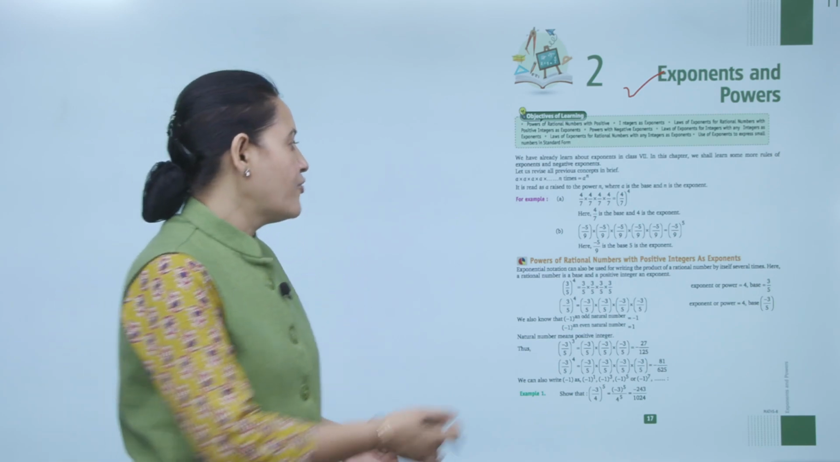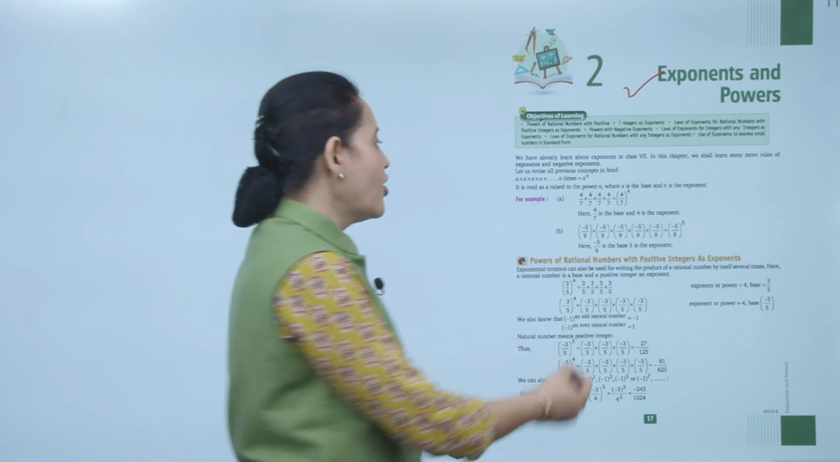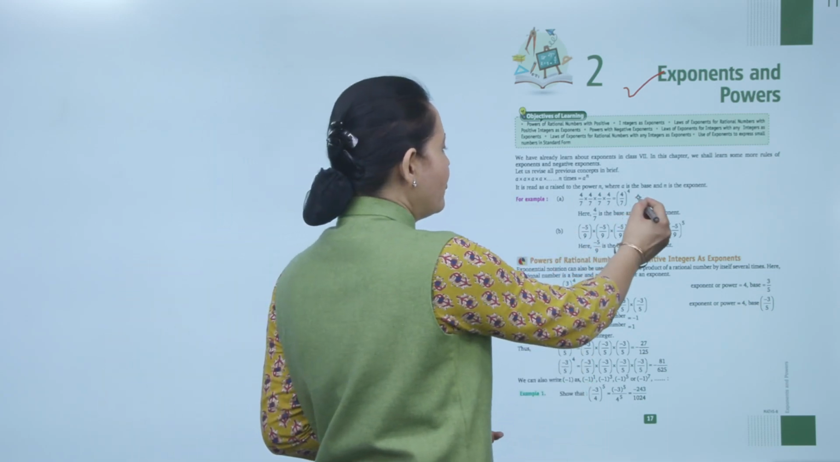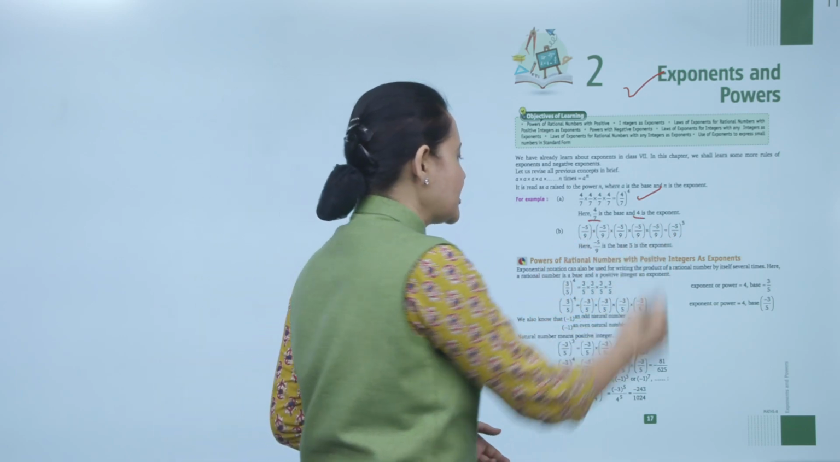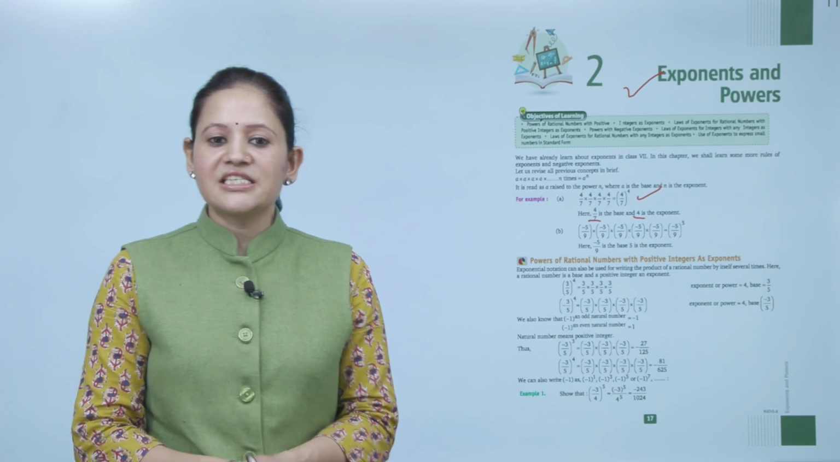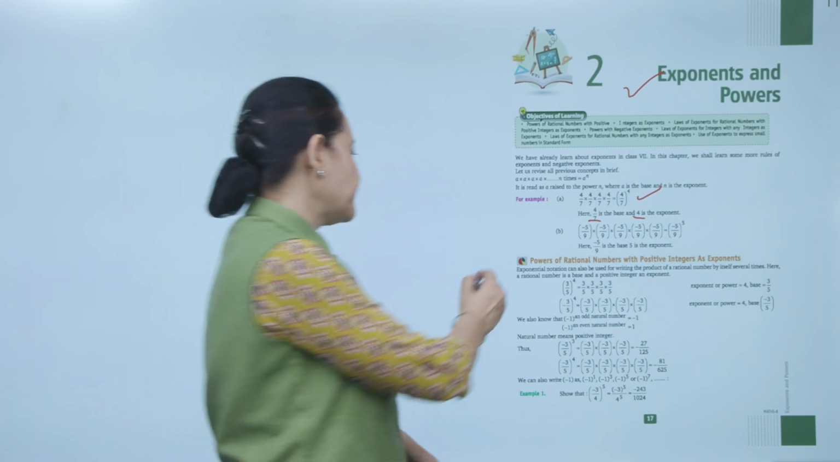For example, 4 by 7 multiplied by 4 by 7, 4 times. So we'll write it as 4 by 7 to the power 4. Here 4 by 7 is the base and 4 is the exponent. Clear? Next is power of a rational number with a positive integer as exponent.